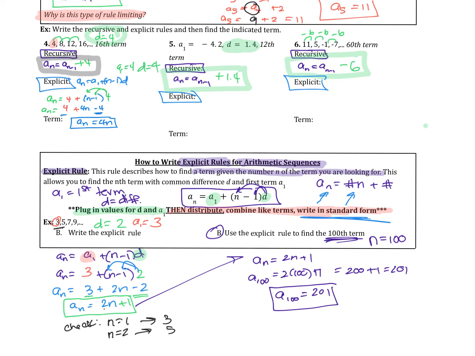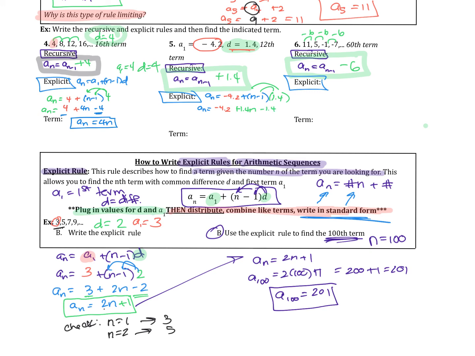All right, let's look at number 5. Number 5 actually tells us the first term right here, and we already identified that common difference. So we can say that A sub n equals the first term, negative 4.2, plus n minus 1 times our common difference, which is 1.4. We're going to distribute that common difference. A sub n equals negative 4.2 plus 1.4 times n minus 1.4.